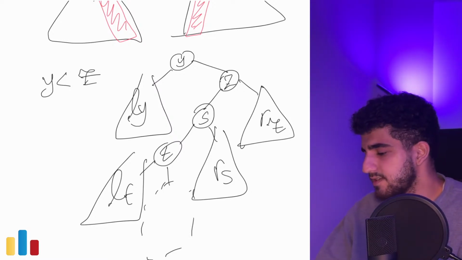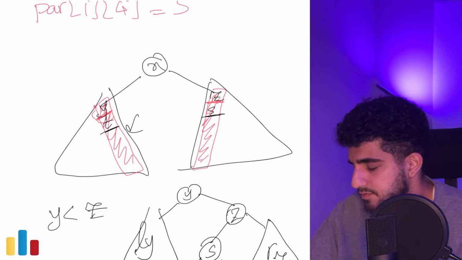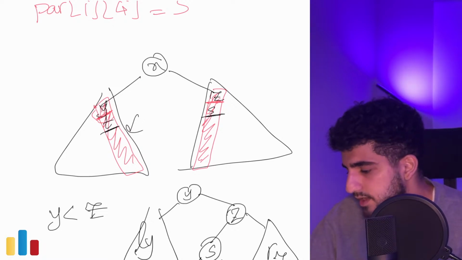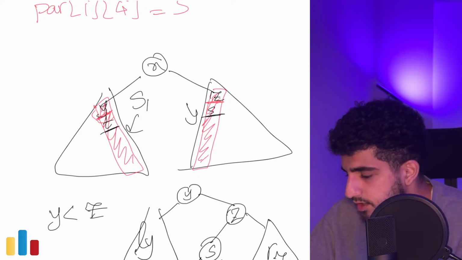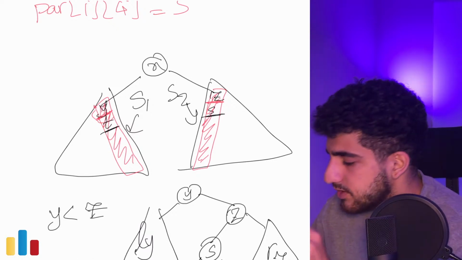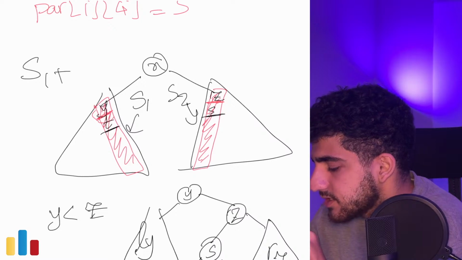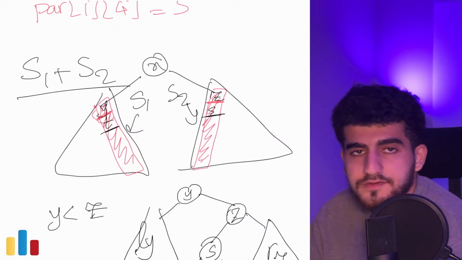And the point is that if the size of this one is, for example, s1, and the size of this one is s2, each time our pointers are going forward in one of these two. So the number of steps is s1 plus s2. So it's the sum of the sizes of these two.